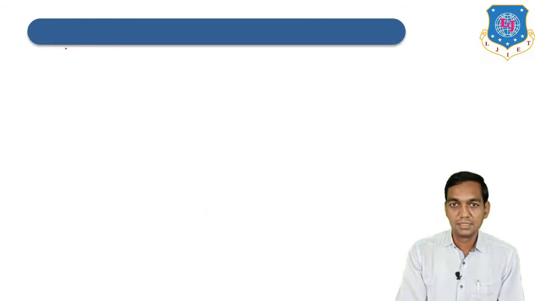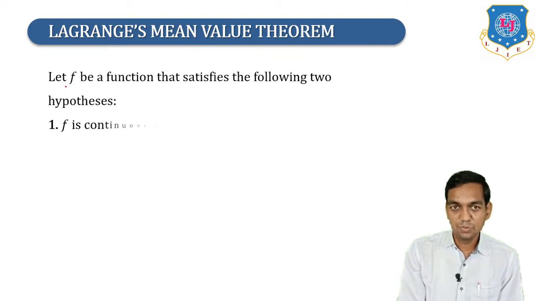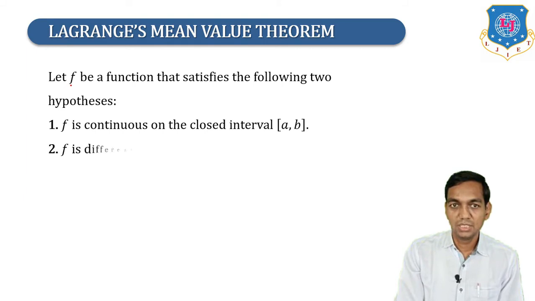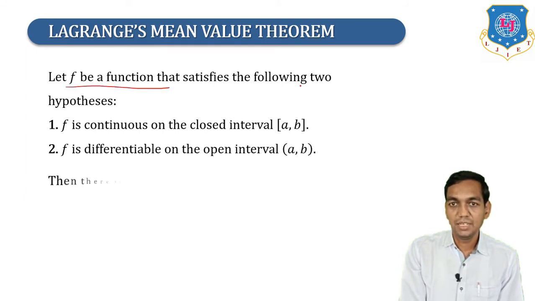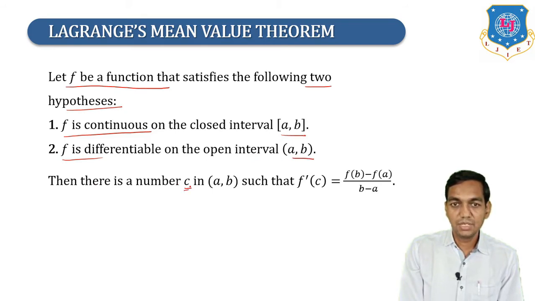Okay. In the same manner, the second mean value theorem is the Lagrange mean value theorem. In Lagrange mean value theorem, we have two conditions. Let f satisfy the following two hypotheses. First one, f is continuous on a closed interval [a, b], and second one, f is differentiable on the open interval (a, b). Then there exists a number c in the open interval (a, b) such that f dash c is the same as f(b) minus f(a) upon b minus a.